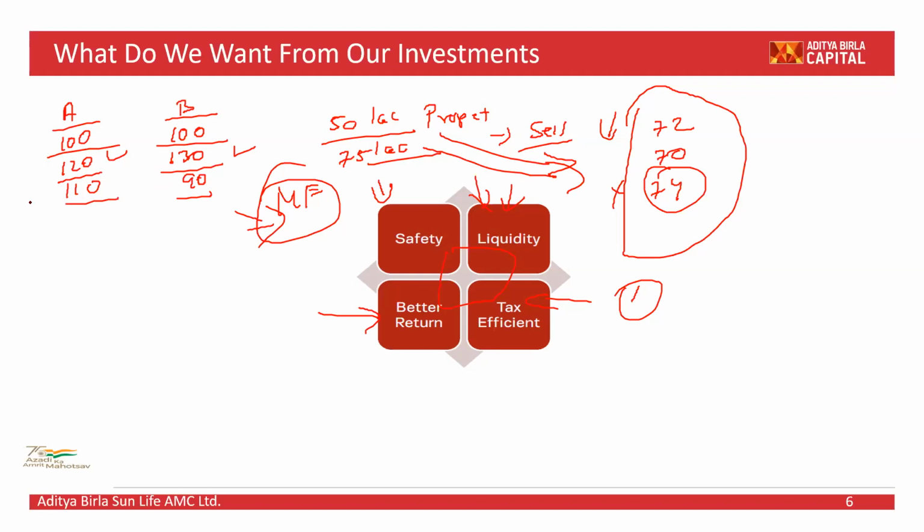A, answer changed. What exactly happened? Two things happened. One, you evaluated the return. What is the return you are getting? And secondly, you also evaluated the risk involved therein. Is it right? Yes, it is right. You should do it that way.